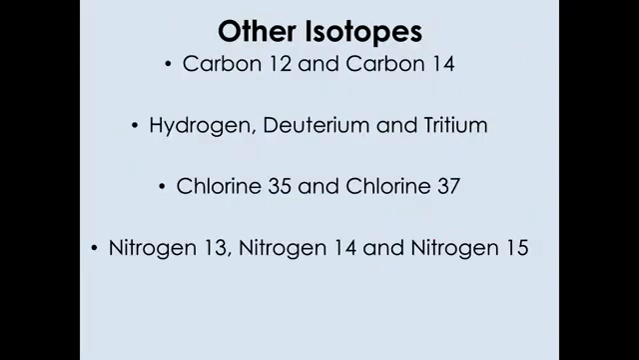So other isotopes you might come across. Carbon-12 is a normal carbon, but you can also have carbon-14. It's very important in drug discovery. We've already talked about hydrogen, deuterium, and tritium. And then this one links with a starter. So chlorine has 2 common isotopes. It has chlorine-35 and chlorine-37.